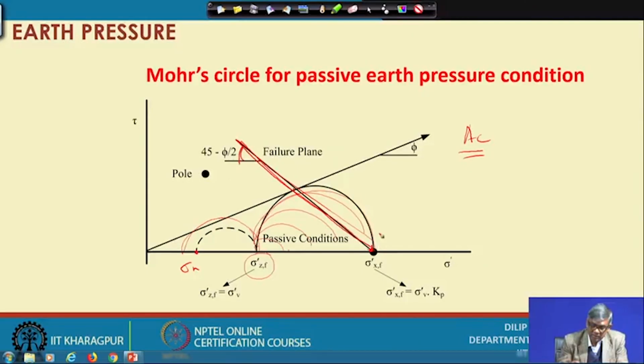So this is the thing to be known: at rest condition, active condition or passive condition, how it behaves with respect to wall movement, and again with respect to the Mohr circle. The Mohr circle for the at rest condition will be much below the envelope, whereas in the active case the Mohr circle will be just tangent to the envelope. Whatever vertical stress and horizontal stress were there, the horizontal stress will be reduced, and finally it will reduce to a minimum value, and that is equal to the active pressure.